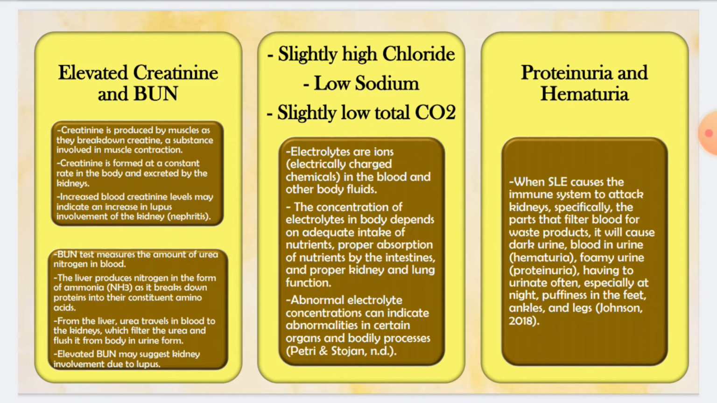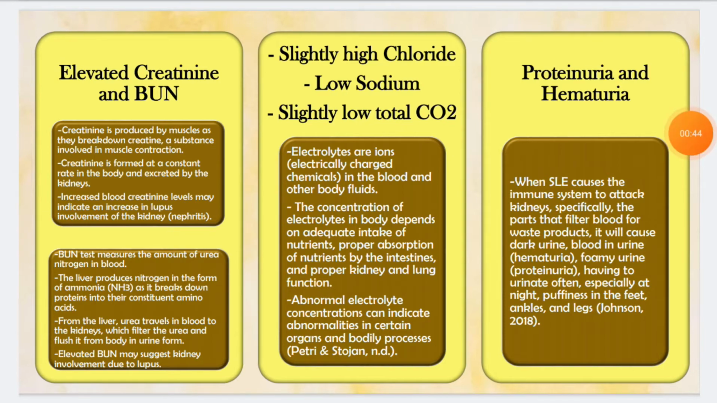Next findings are the slightly high chloride, low sodium and slightly low total carbon dioxide level. These abnormal electrolyte concentrations indicate that there are abnormalities in certain organs, especially the kidney. Next findings are the proteinuria and hematuria, which indicate the presence of protein and blood in the urine, due to the SLE that has caused the immune system to attack the kidneys.